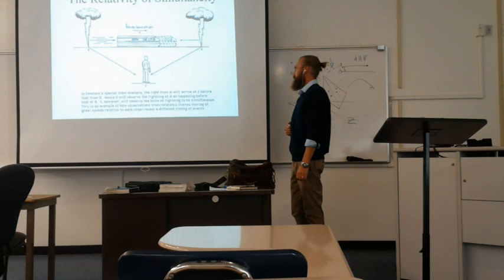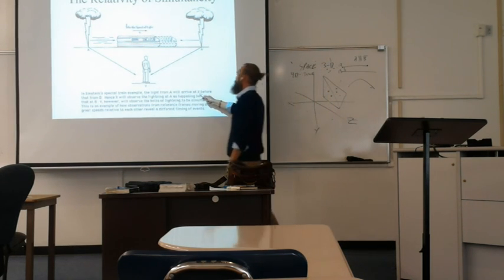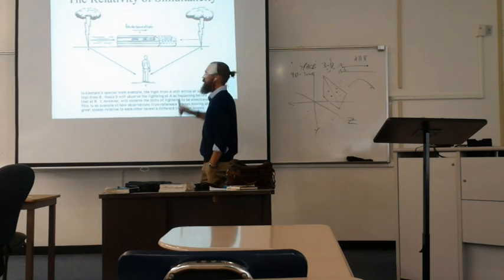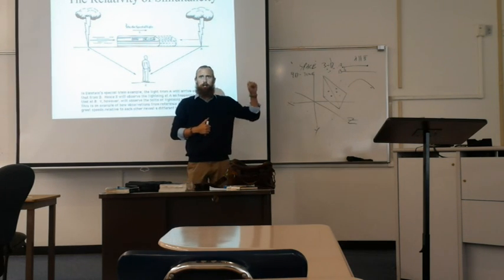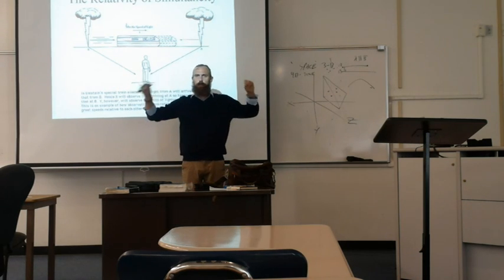One in the front and one in the back. The light from A will arrive at X before B. Why? So he'll see, while you're seeing this. Why?